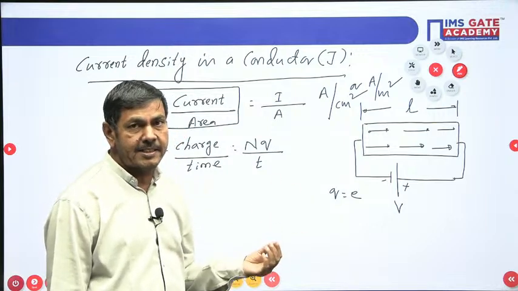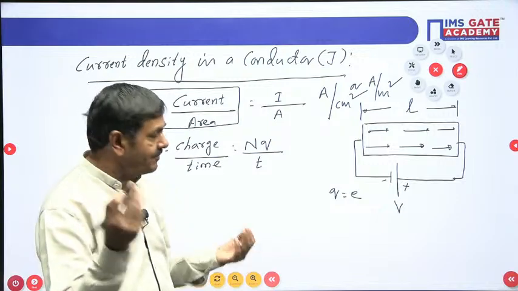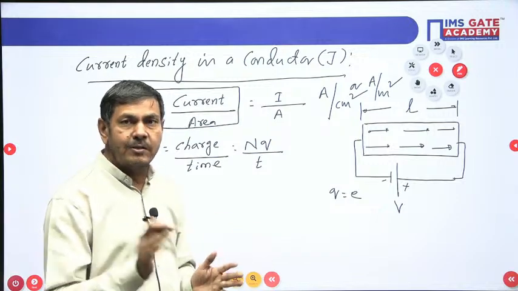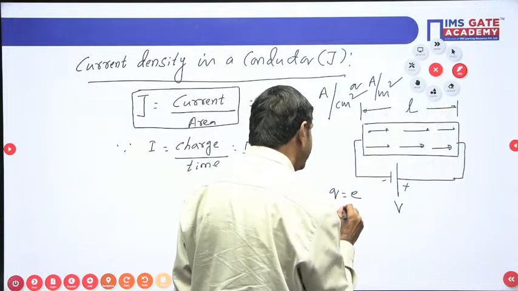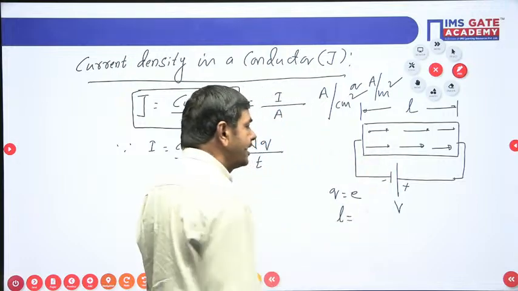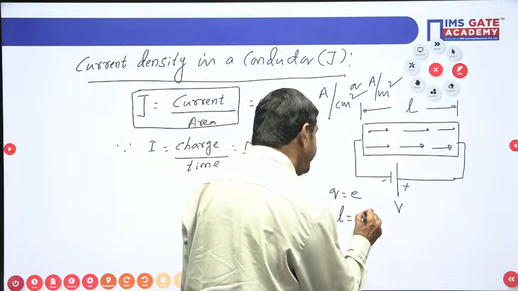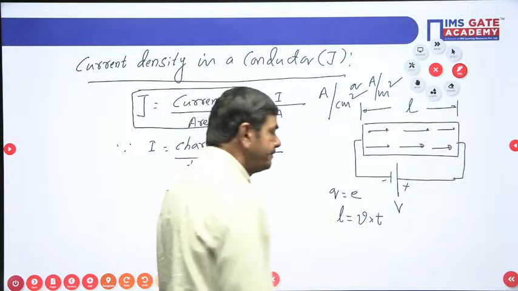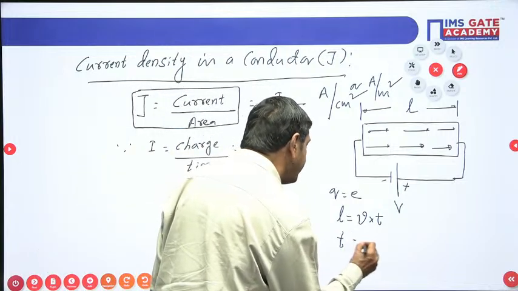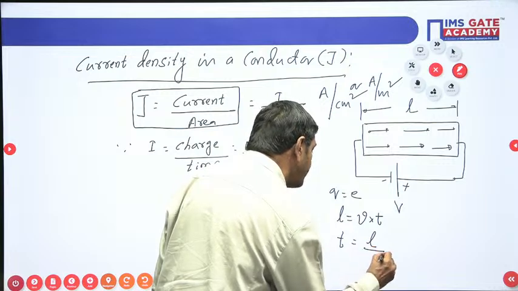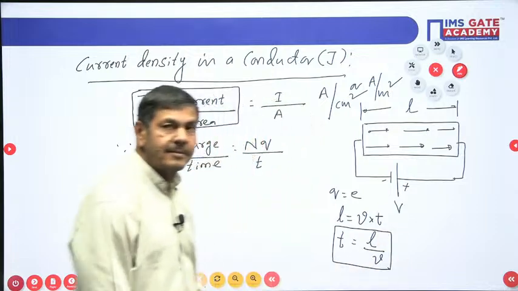We know from mechanics, and from physics in general, that distance equals velocity into time. Distance is nothing but L, the distance between two points of the conductor. So L equals V into time. But I wish to find the time T. T can be taken as L by V. So time is calculated by this formula.